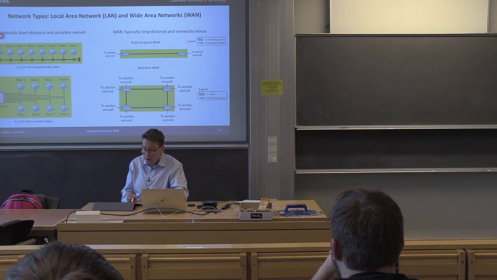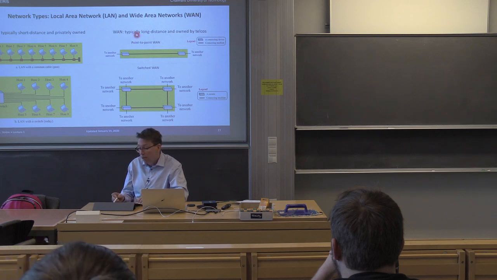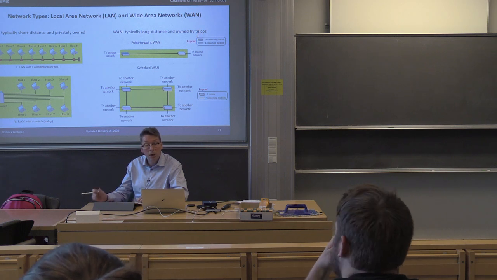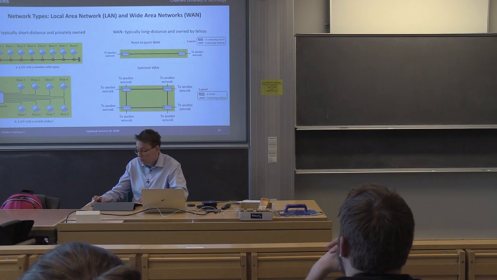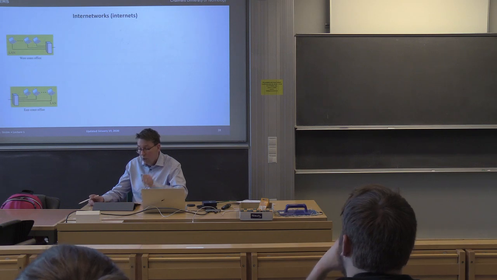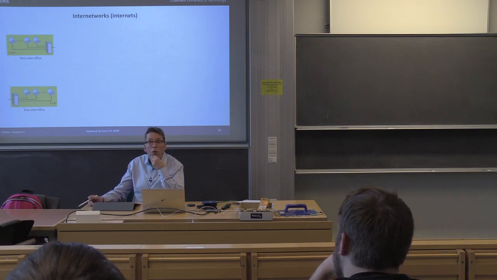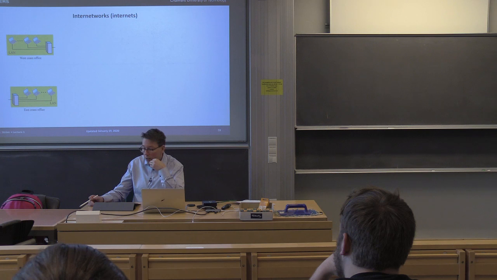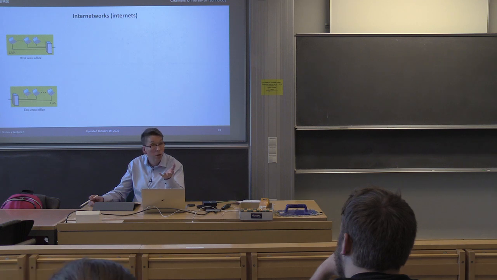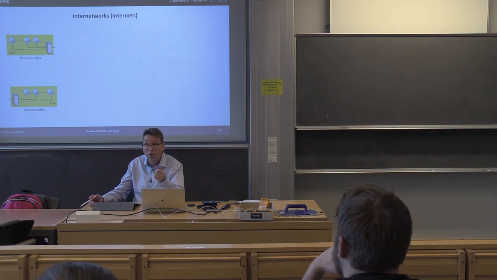So local area network, typically short distance, privately owned. Wide area network, typically long distance and owned by somebody else. Okay. A service provider of some sort. Internetworks, or internets, what are those? Those are networks of networks. Okay. And the biggest internet we know is the Internet with a big I, the one we use every day, right? But there are other smaller internets out there which are not public, for instance.